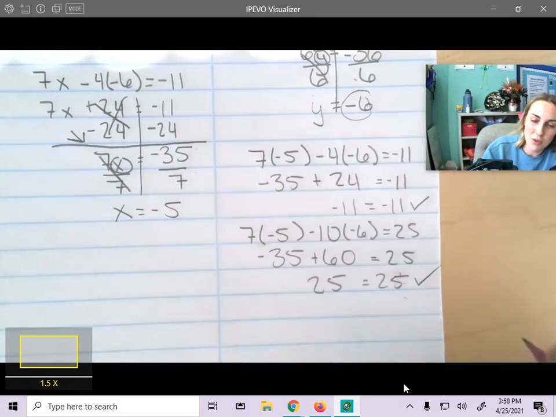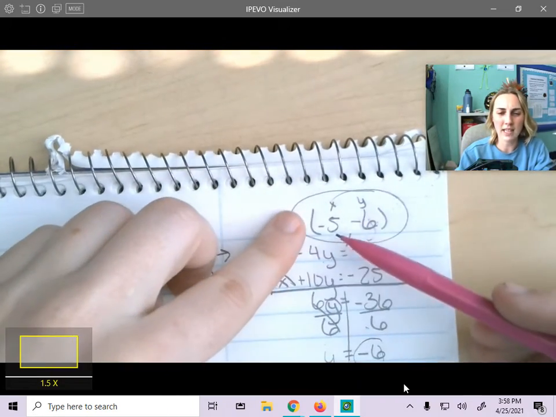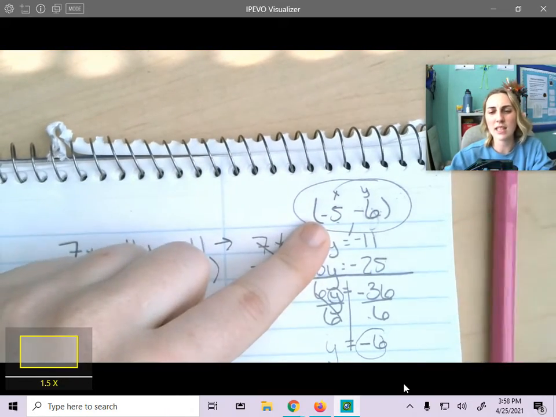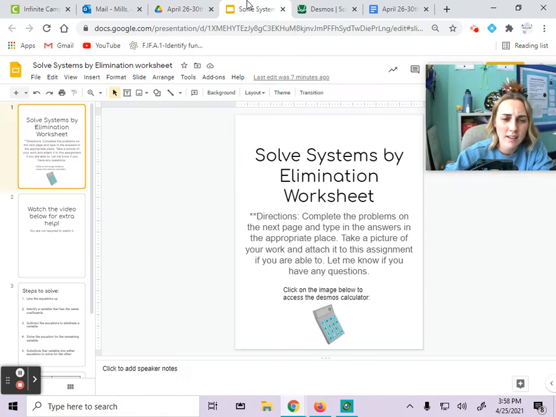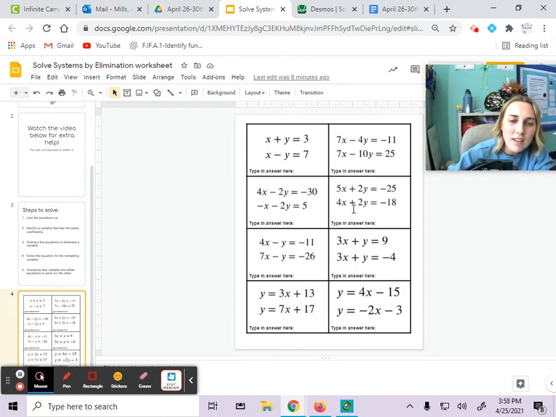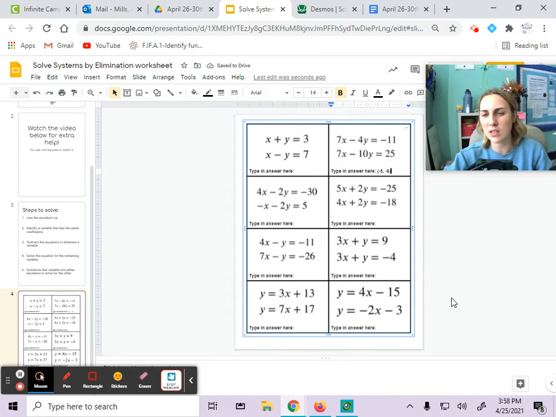Therefore, both equations are correct. I have the correct answer. My x value is -5. My y value is -6. So what I'm going to do is I'm going to go back to my work page. And I'm going to say right here, guys, my answer, my ordered pair. My x value is -5. My y value is -6. Okay. So I know that this is a pretty long process, but again, this is why we're practicing it. Once you get used to it, it'll become so much easier.